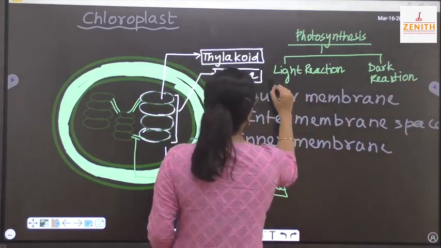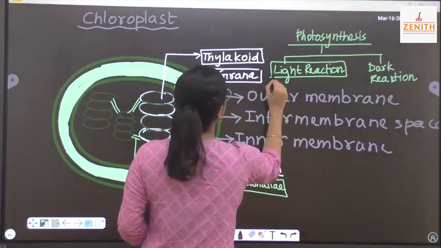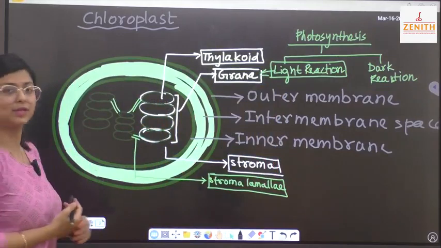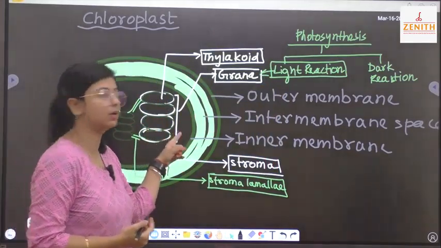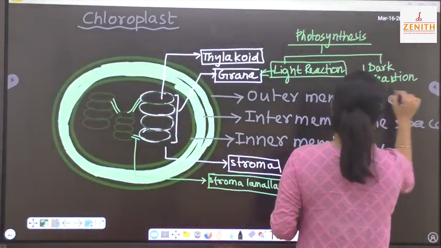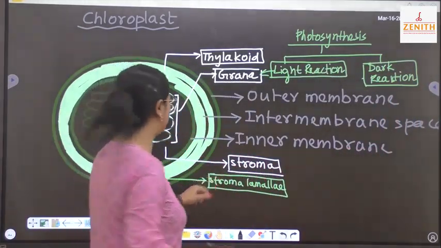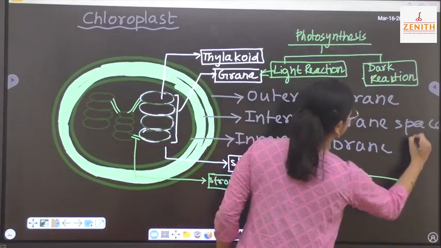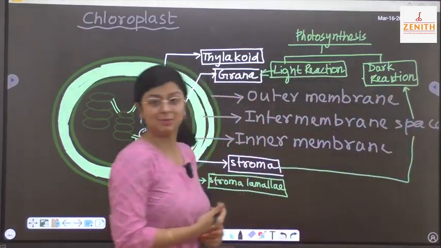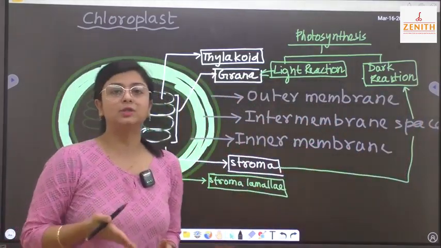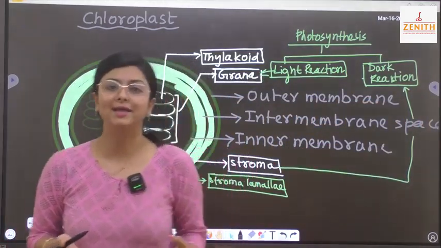So the light reaction specifically occurs in the grana of the chloroplast. Inside the grana the light reaction occurs, and the dark reaction basically occurs in the stroma of the chloroplast. So inside the stroma, the dark reaction takes place. Now we will study the Z scheme, which is a part of the light reaction.